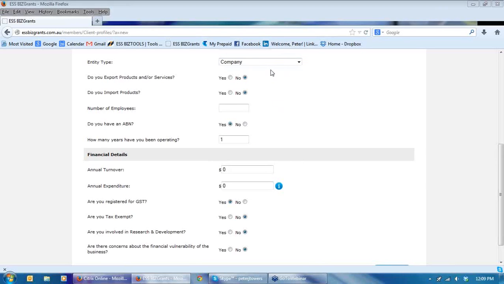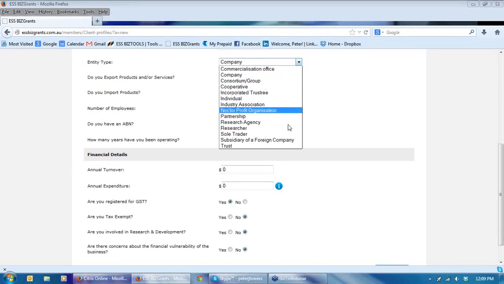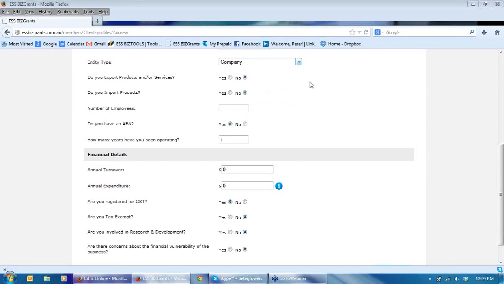I don't know of any grants that don't apply to a company, but there are plenty of grants that don't apply to some of these other corporate structures. We want to know whether the business exports, because that's going to identify some export grants. We want to know whether they import, because there are some specific grants. The number of employees is important in some grants, particularly state and territory grants.